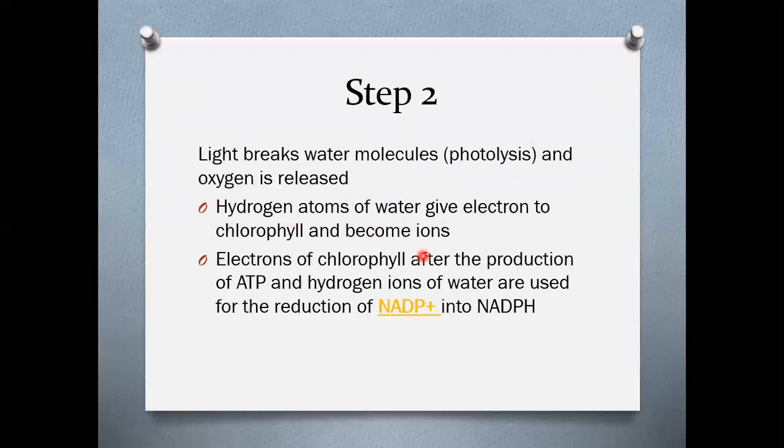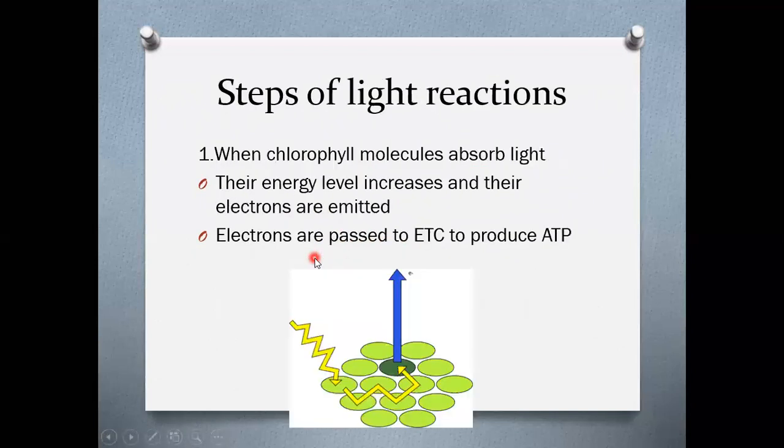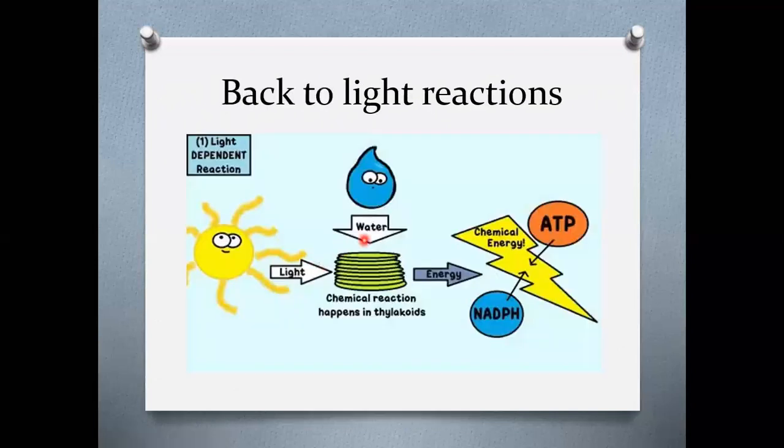In the second step, light breaks water molecules, photolysis, and oxygen is released. Hydrogen atoms of water give electrons to chlorophyll and become ions. Light also breaks down water. You can see here water is added. Where is this water going now? This light will break this water molecule, and electrons are also released from this molecule as well.